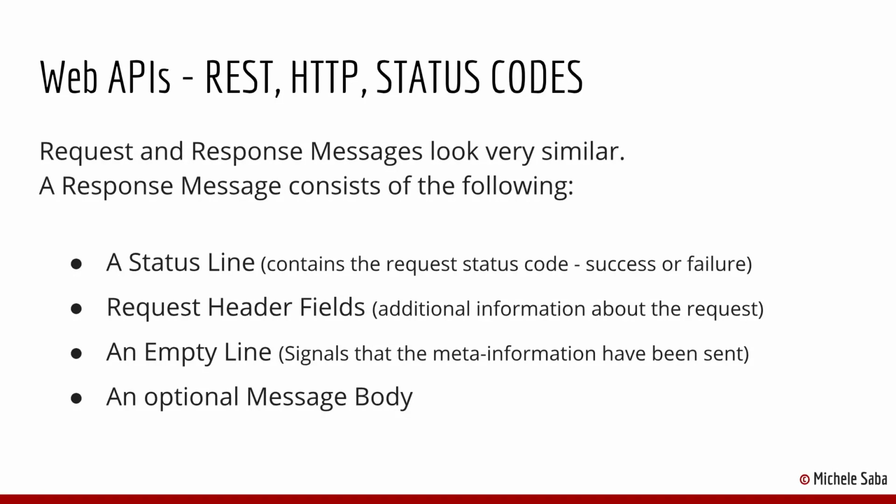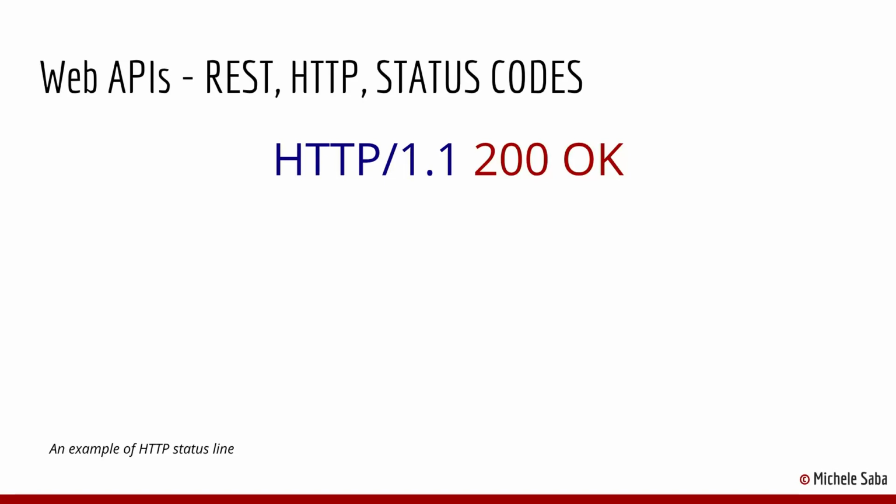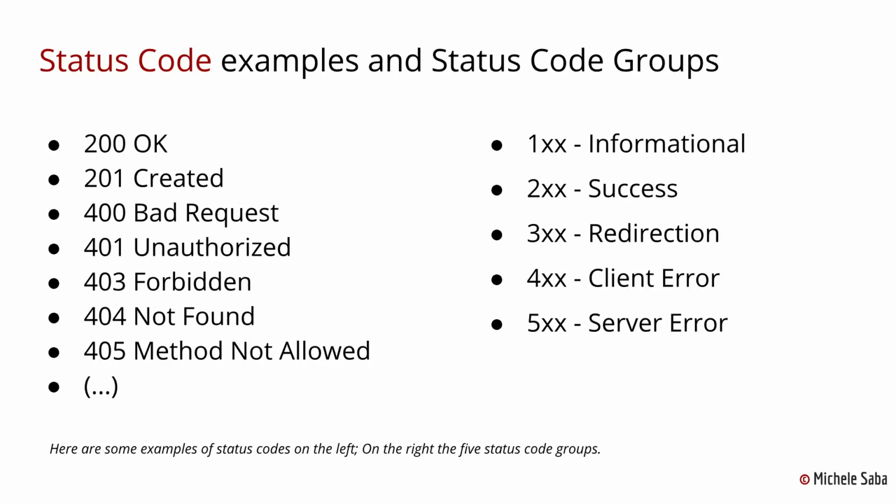So, very, very similar. And this is an example of an HTTP status line. We've got the protocol and the version, and then the status code. In this case, 200, okay, everything is alright. Here are some examples of status codes on the left, and on the right we've got the 5 status code groups. So we have something very common like 200, okay, which informs our client the request has been successful.